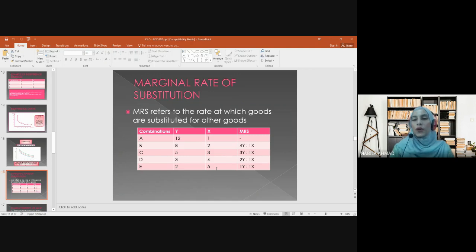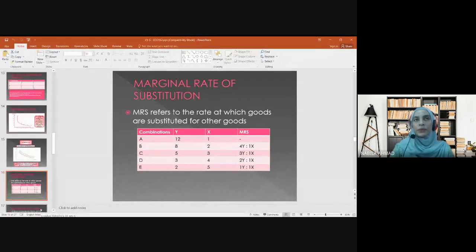So apa itu marginal rate of substitution? So untuk tambah 1X, kita akan lepaskan 4Y. Untuk tambah lagi 1 consumption of X, kita akan lepaskan 3Y. Untuk tambah 1 lagi X, kita akan lepaskan 2Y. Untuk tambah 1 lagi X, kita akan lepaskan 1Y. Bermaksud di sini nampak decreasing. So the marginal rate of substitution is decreasing. So it implies that the indifference curve is downward sloping, negatively slope.